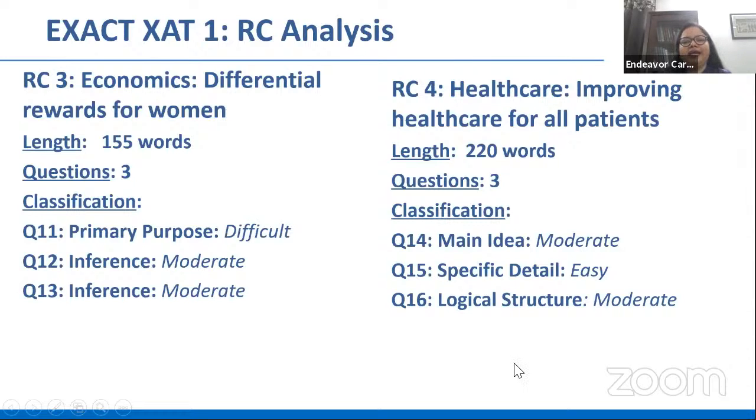RC4 on healthcare, improving healthcare for all patients and improving the relationship between hospitals and the facilities available at hospitals for patients. A very, very easy read, extremely easy read, easy language, and 220 words, just about 220 words. 3 questions. The easy language of the passage, the fact that the topic itself is not a very heavy one, makes this entire thing a very, very moderate one, easy to moderate.